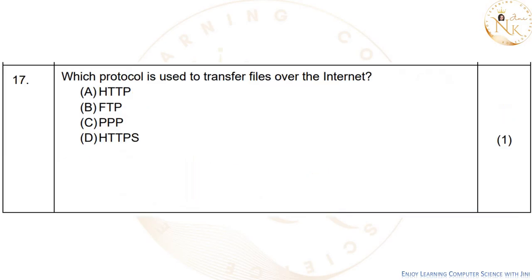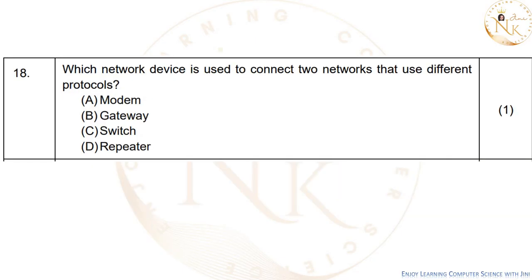Which protocol is used to transfer files over the internet? In this they have given only the abbreviations, so if you know the abbreviation clearly, you'll be able to write the answer. HTTP is hypertext transfer protocol. It is not used to transfer files over the internet. FTP, file transfer protocol. Yes, this is the correct answer. What is the full form for PPP? Point to point protocol. HTTPS, hypertext transfer protocol secure socket. So which protocol is used to transfer files over the internet? It is FTP.